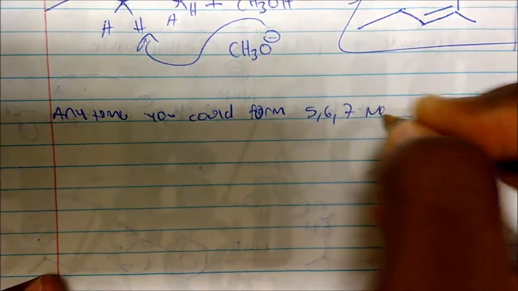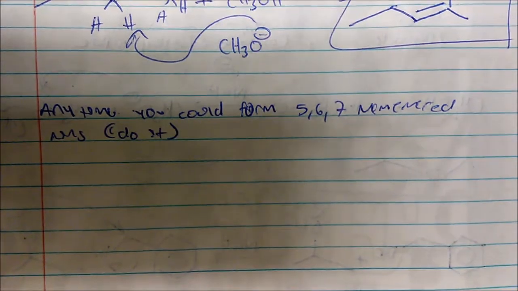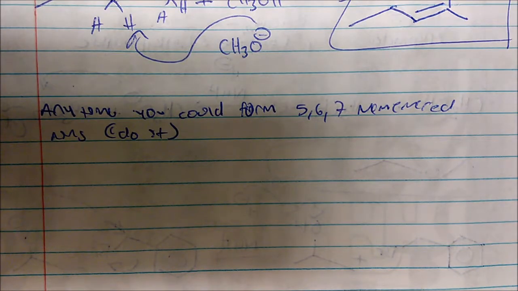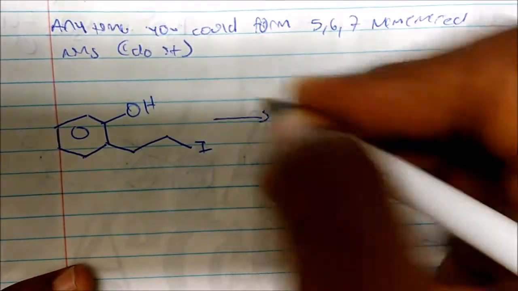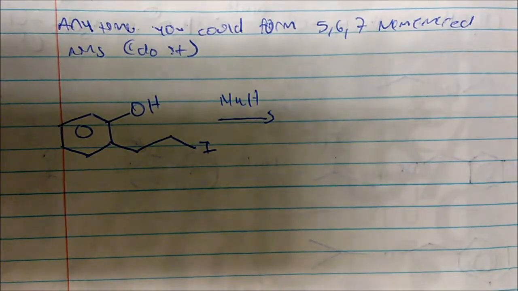Now, here's something that you should keep in mind. Anytime you could form a 5, 6, or 7 membered ring, do it. All right. Anytime you could form a 5, 6, or 7 membered ring, you need to do it. So what do I mean? Well, let's see. What if we had this molecule here, and we decided to add sodium hydride? What will be the product?